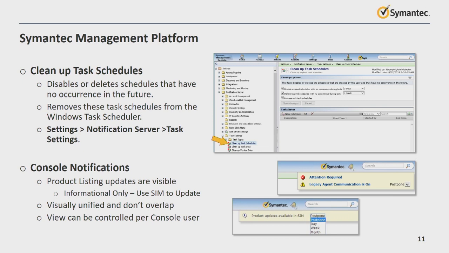Console notifications, so we did rework this option. What you'll find now is when you see, as an administrator, the product listing, if there's an update available, you might have noticed that some of the items that come up in this notification sometimes override each other or overlap. Well, we've reworked that to allow you to see what the warning is, and separate out what the updates might be or any of the notifications.